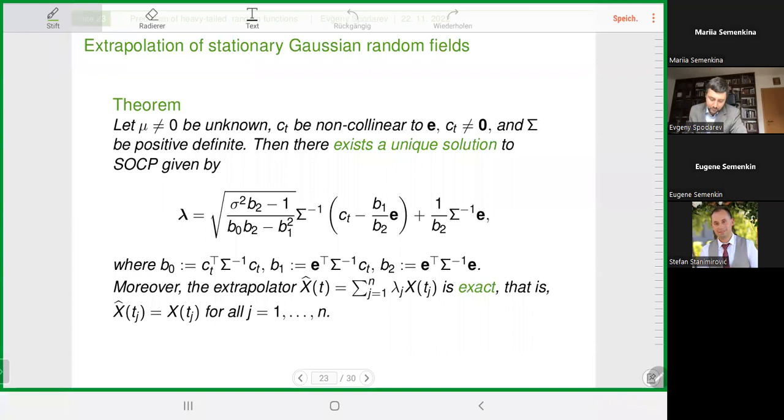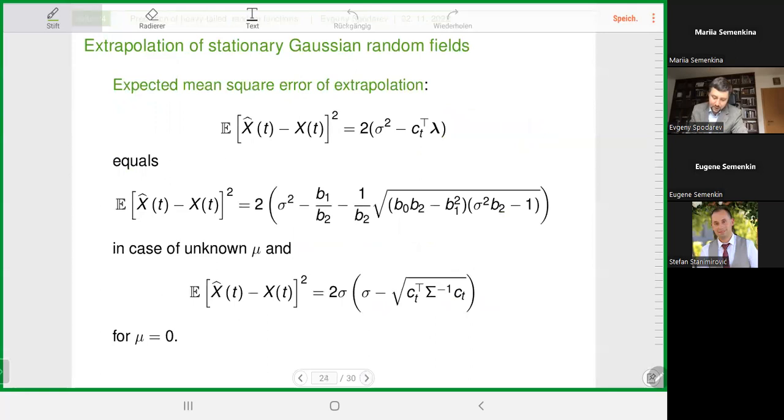So under the assumption that C of T is not collinear to E, which means that the dependence between X(T) and X(T_j) is not uniform, and if we have no IID observations, under the condition that Sigma is non-degenerate, positive definite, then there exists a unique solution lambda to our minimization problem. And this solution is exact, which means that at the observation points, our extrapolated curve goes through the observation points. So this is a result. And then, of course, we can give in this specific case the mean square error of the prediction.